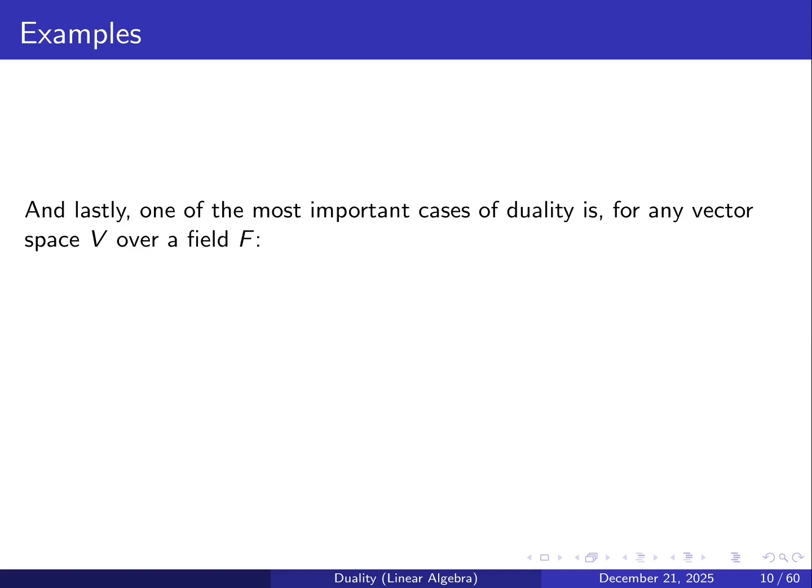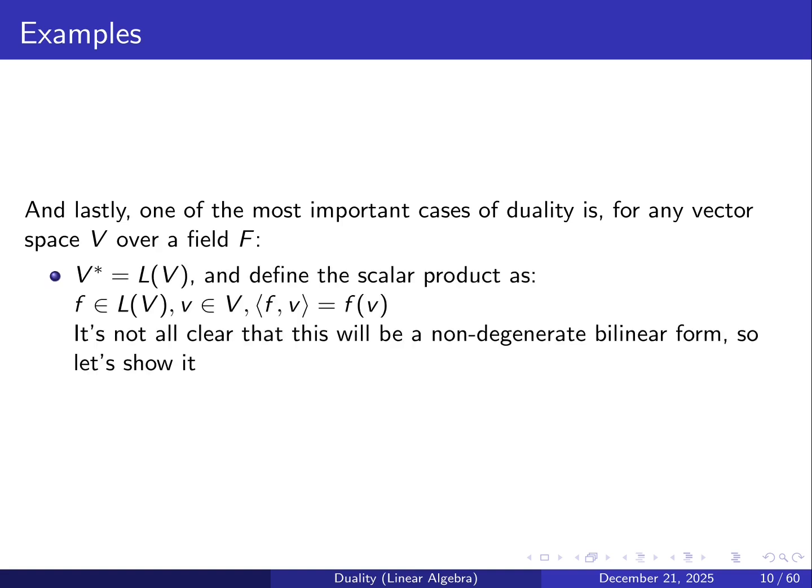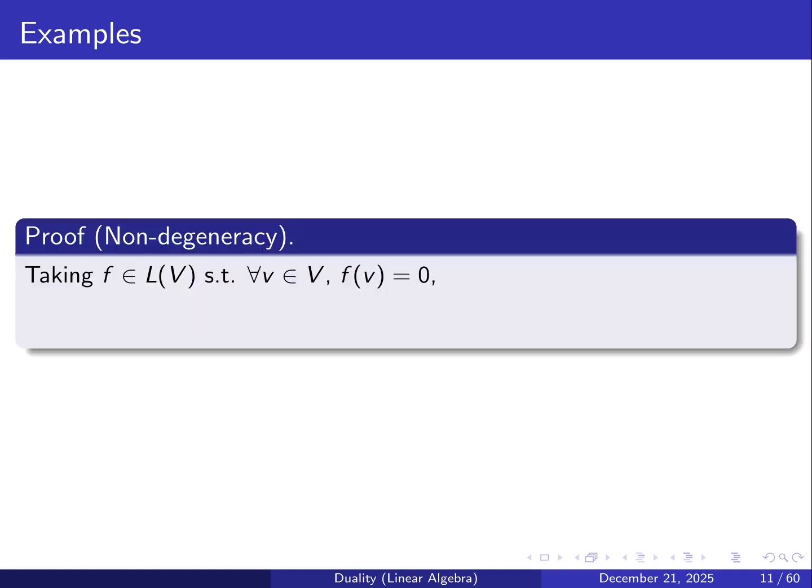And lastly, one of the most important cases of duality is for any vector space V over field F, take V star to be the space of all linear forms on V and define the scalar product as just applying f to v. It's not at all clear that this will be a non-degenerate bilinear form, so let's show it. So take f to be a linear form such that for all vectors v, f applied to v is equal to 0. By definition, this is a zero map, so we are done.